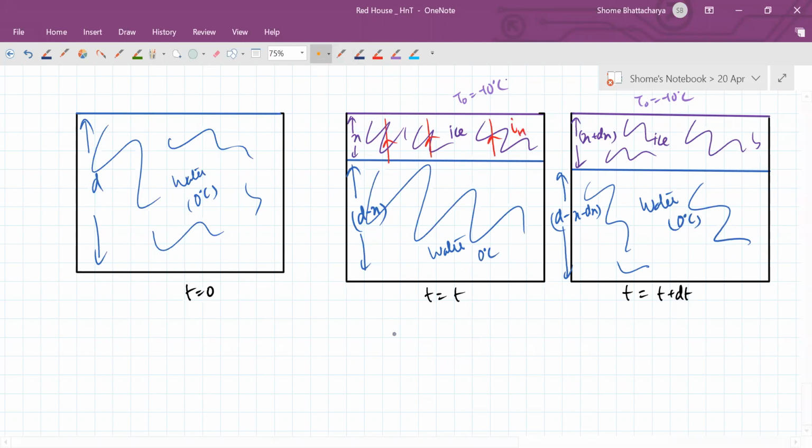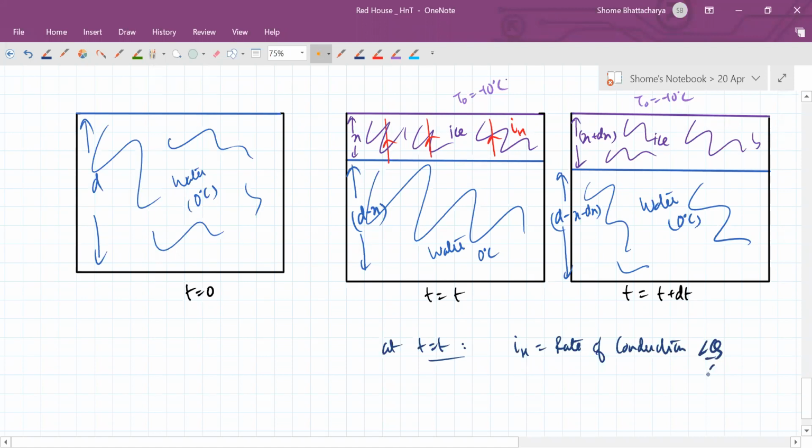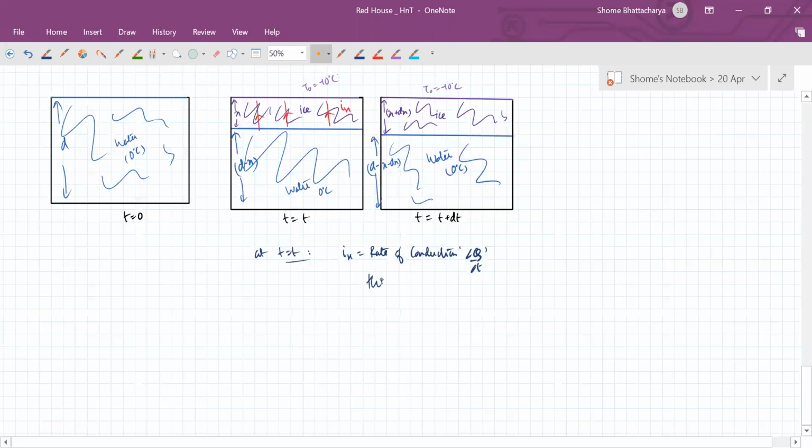Okay. So at time t, the rate of conduction, delta Q by delta T. Now this rate of conduction is happening through what? It is through a layer of ice, which has a thickness of X and cross section of A. So this cross sectional area A at the bottom of the tank is the same as the cross sectional area of that layer of ice.